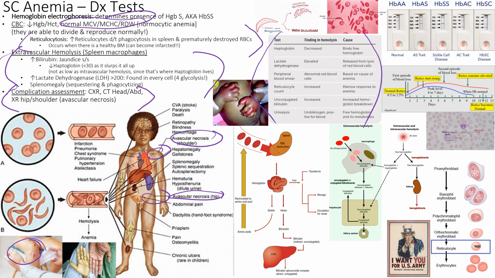We can do tests to see what kind of variant they have. Hemoglobin S obviously being the actual sickle cell disease compared to just being a sickle cell trait. Remember, the reticulocytes are backup. Okay. And then what else?